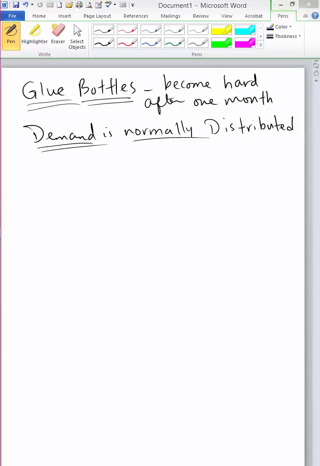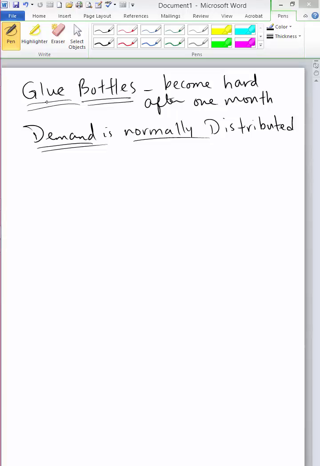So now we're looking at problem 50 for BA323A class. This is another single period inventory example, but demand in this case is normally distributed. Let's look at the problem.